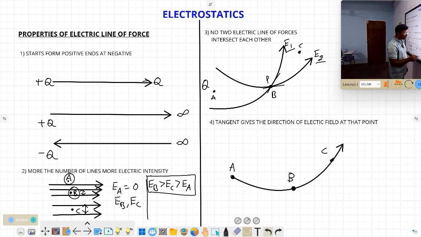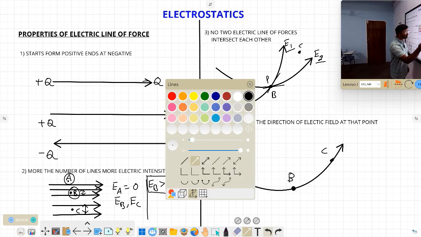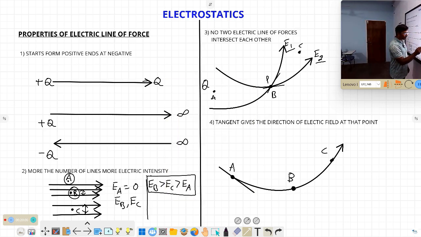If you want to find the direction of the electric field at any point, take the geometrical tangent line. This tangent gives the direction of the electric field at that point. So I can simply say this gives the direction of the electric field at that point. This direction gives the direction of the electric field at this point, that is EA.